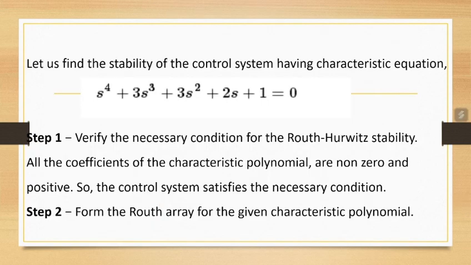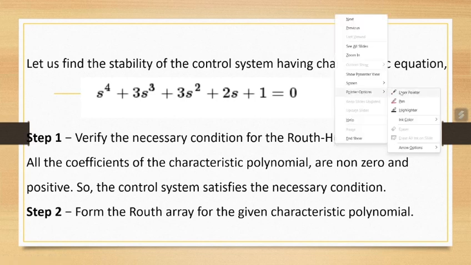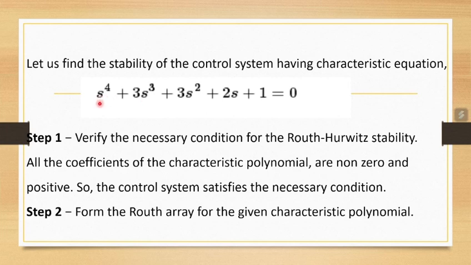Let us consider an example for the Routh Hurwitz stability criterion. Here the characteristic equation given is s power 4 plus 3s power 3 plus 3s square plus 2s plus 1 equal to 0. So the first step in identifying the stability of this characteristic equation is we'll verify the necessary condition for the Routh Hurwitz stability criterion. The first necessary condition is all the coefficients of the characteristic equation must be non-zero and also positive.